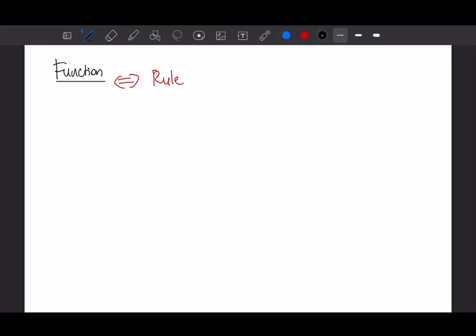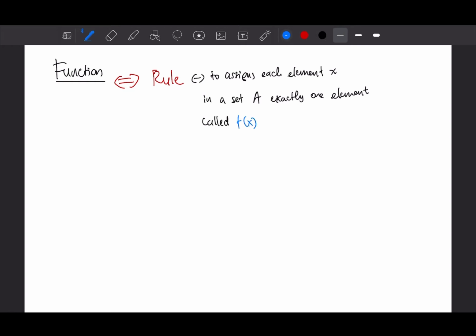Okay, so we can say that the function is a rule to assign each element x in a set, let's say some A, exactly one element called the f of x in a set B. Maybe let's change color like that. Okay.